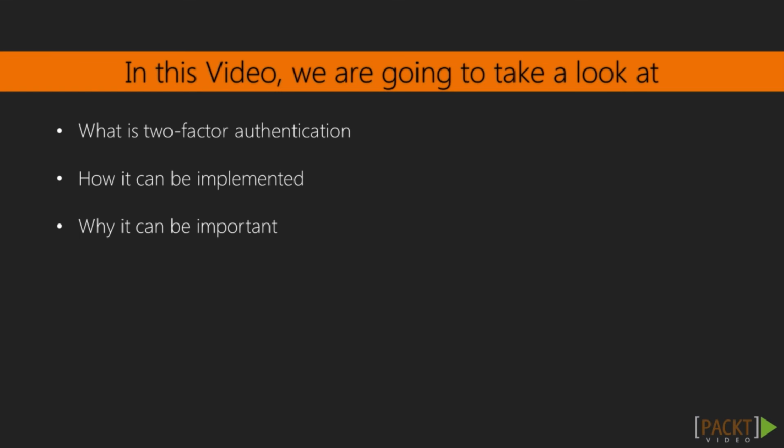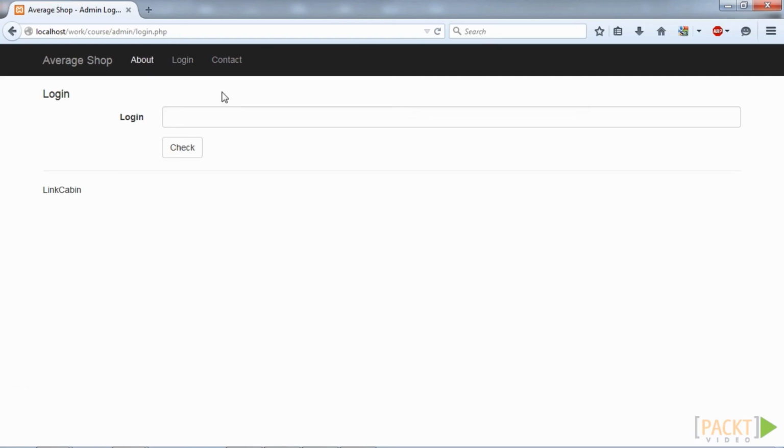And then we're going to look at how it can be implemented and used within a web application, different ideas and implementations, and why it can be important to users, to you, and to general security. So what I've got here is a simple login. It doesn't actually log in, it's just to show an example of what two-factor authentication is, because you've probably seen it before.